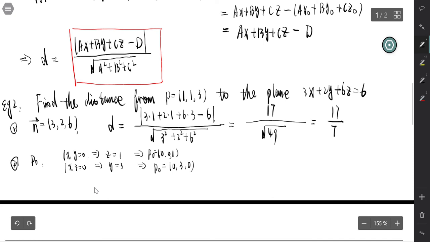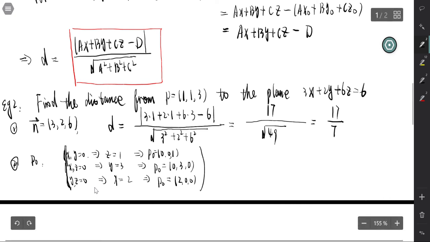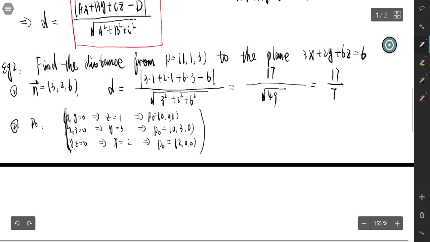Or we use y, z equals 0, and we get x equals 2, so P naught can be (2, 0, 0). This is a little trick to find a point on the plane: we just leave one variable not zero and set the other variables to zero. For instance, we can use (0, 0, 1) as P naught.